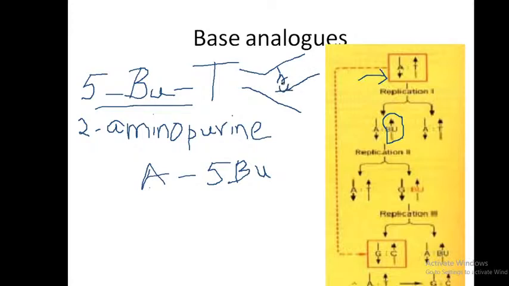So an improper binding will happen. That is what has happened here. So during replication 1, A binds with 5-bromouracil. Here it is normal itself. And during replication 2, just see this part. Adenine will again pair with thymine. And here what happens, the 5-bromouracil will improperly bind with guanine.